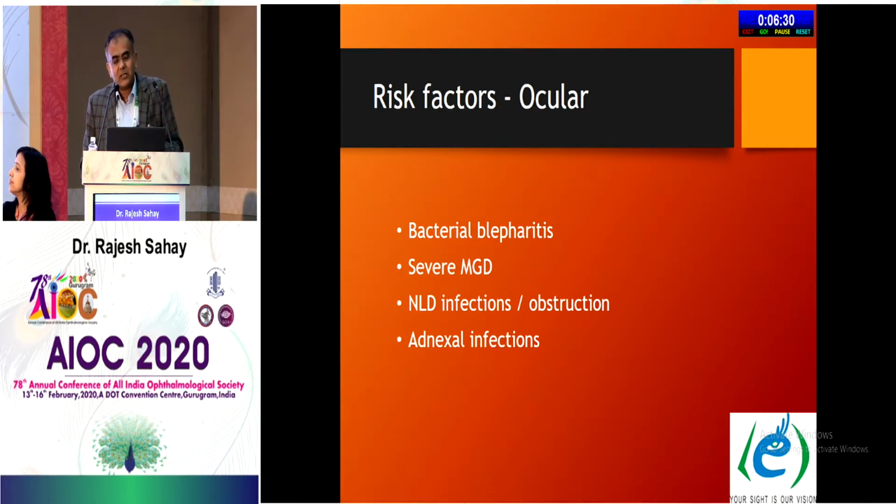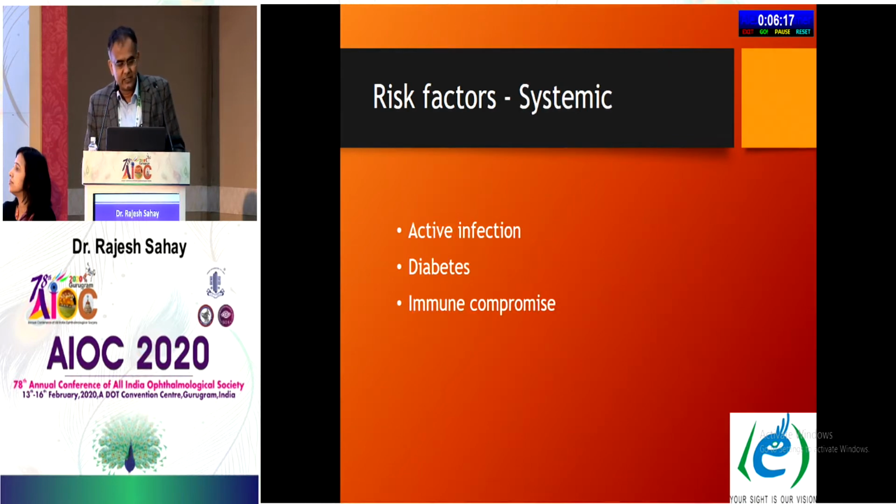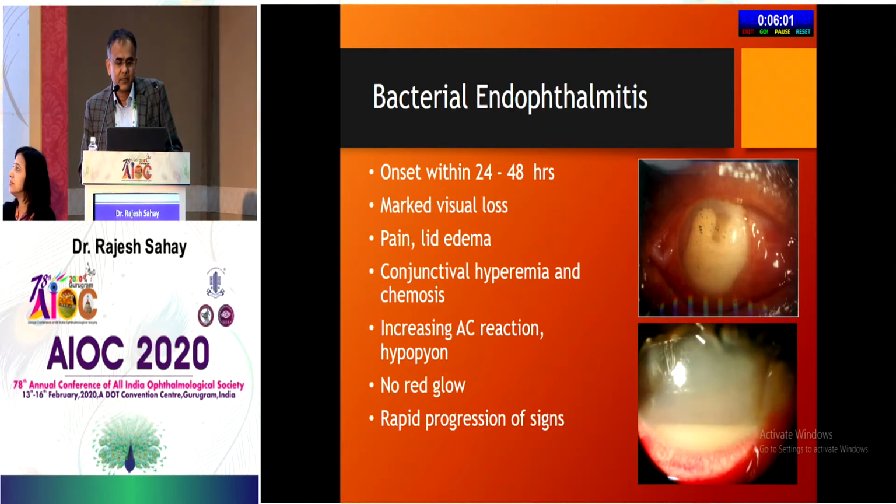Ocular examination for bacterial blepharitis, MGD, nasolacrimal duct infection, obstruction, and adnexal infections should be done before the start of the surgery, not after having an endophthalmitis. And if the patient has an active infection anywhere in the body, if the patient is diabetic, or immune compromised for any reason, utmost care should be taken to keep the OT clean, and all asepsis care has to be taken. So these are bacterial endophthalmitis.